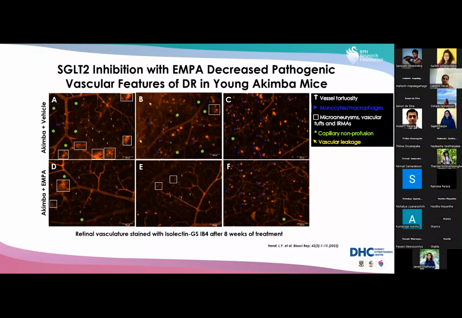infiltrated immune cells. So when you compare the vehicle-treated animals to EMPA-treated animals, we saw a considerable reduction in these retinal vascular features in the Epstein-Barr mice treated with EMPA, as shown in the panel here below.